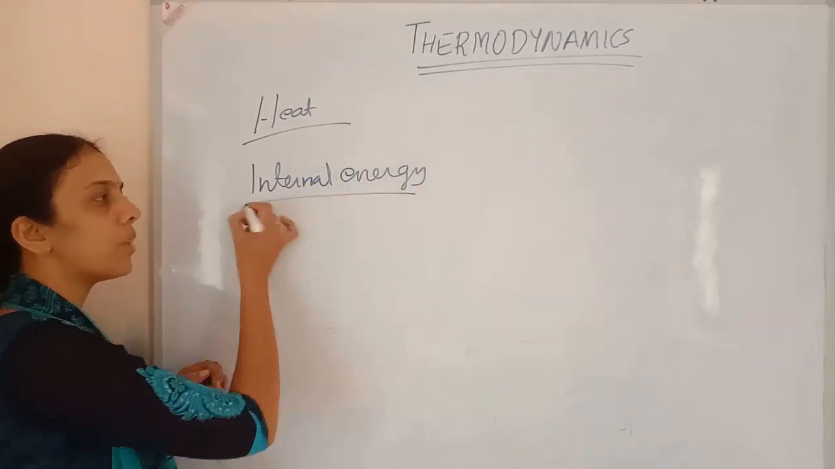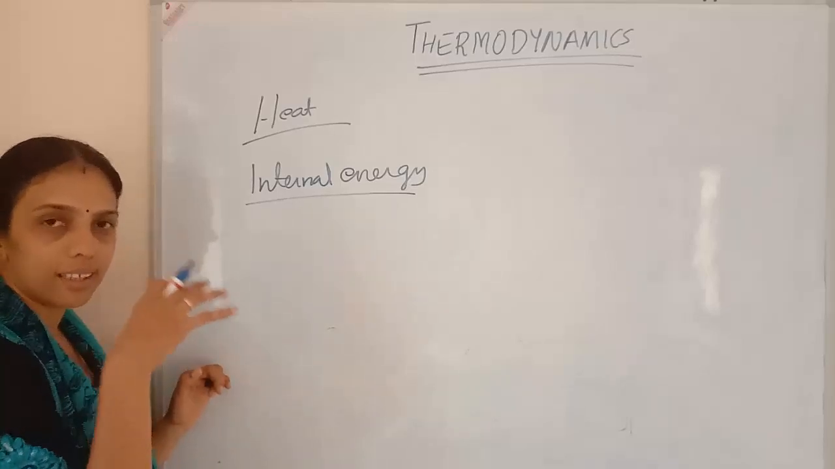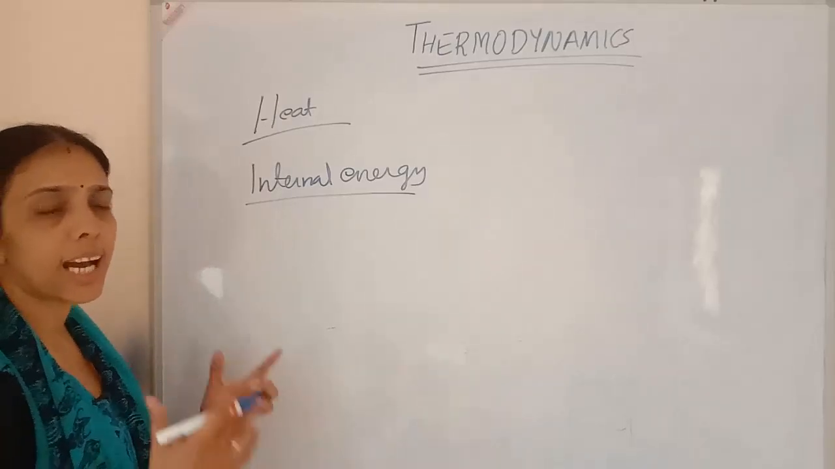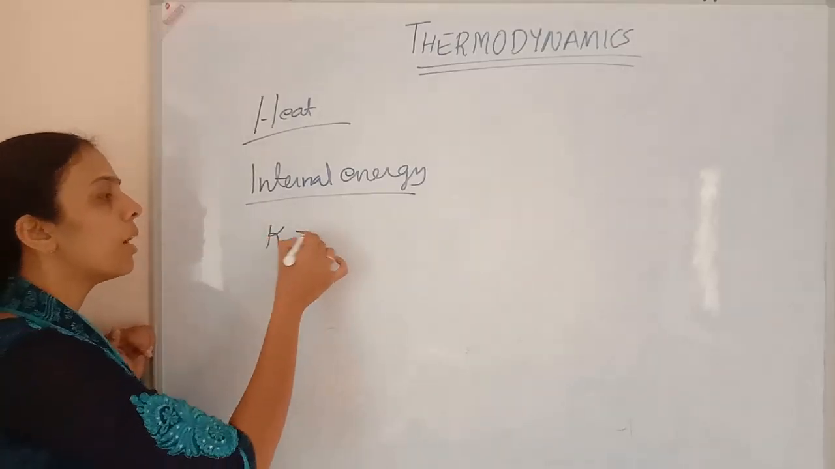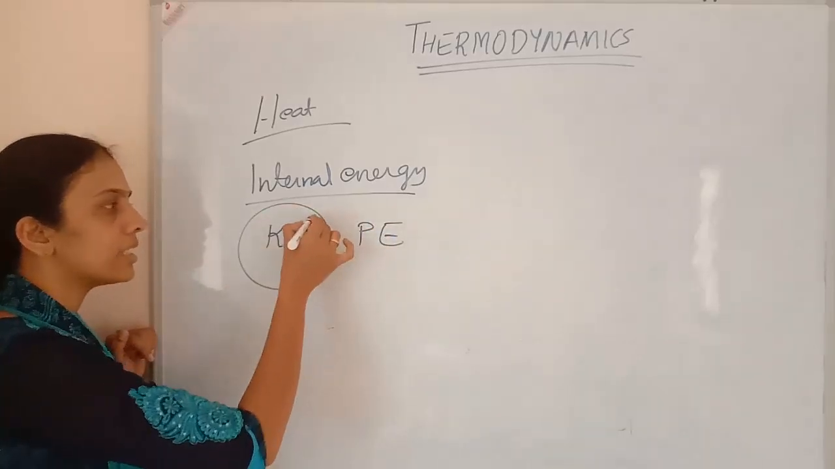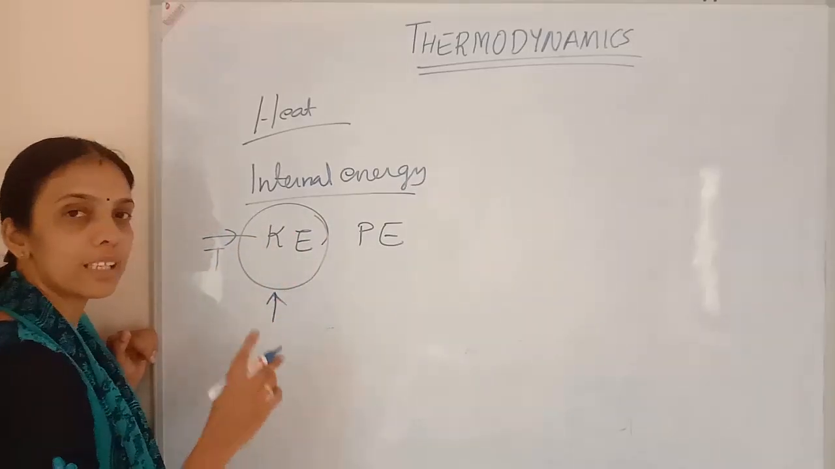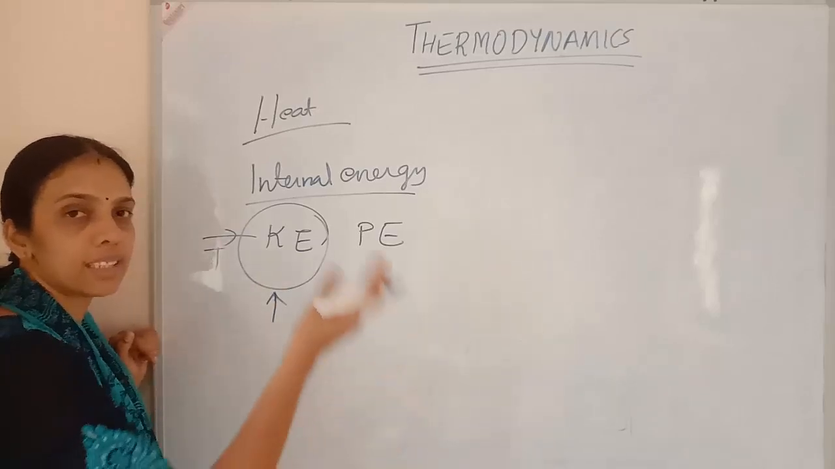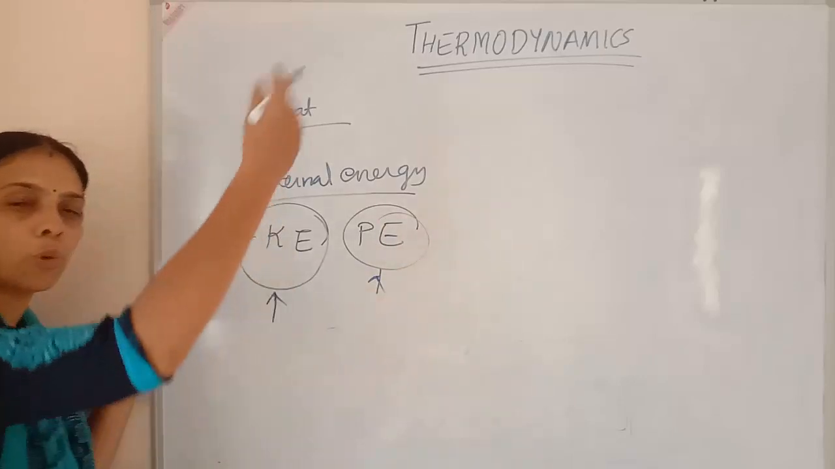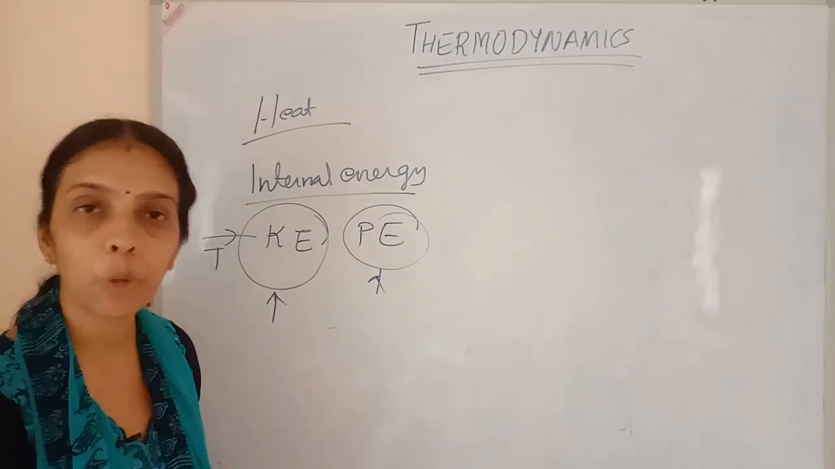So what will happen when it is getting energy internally? Molecules inside the gas will be getting kinetic energy and potential energy. That heat energy will be converting to molecular kinetic energy and potential energy. As it is getting temperature, its kinetic energy will be increasing, movement will be faster. Potential energy also will be increasing. It will be moving its position also, isn't it? So it will be getting kinetic energy as well as potential energy.